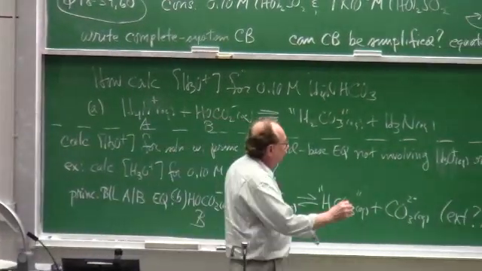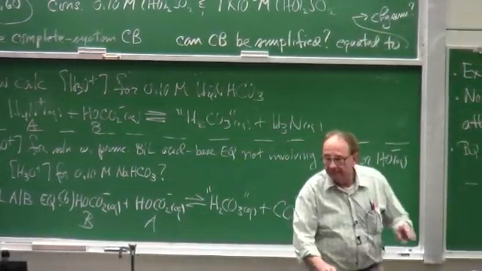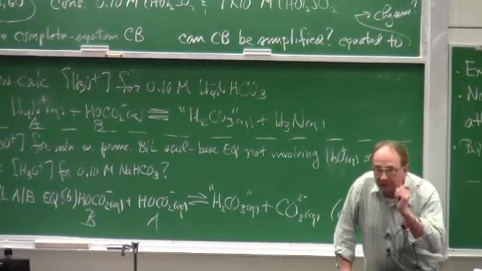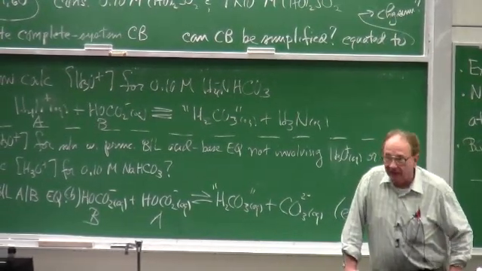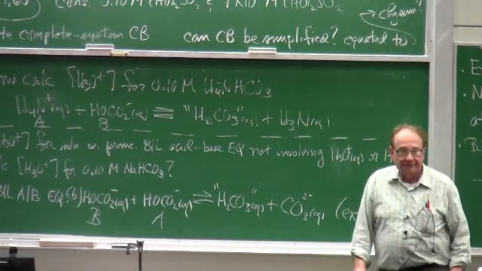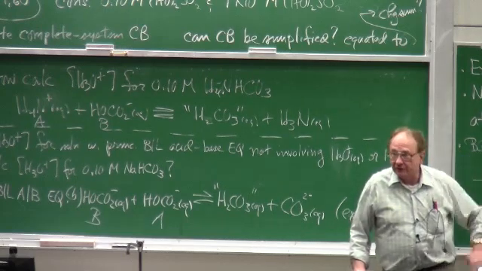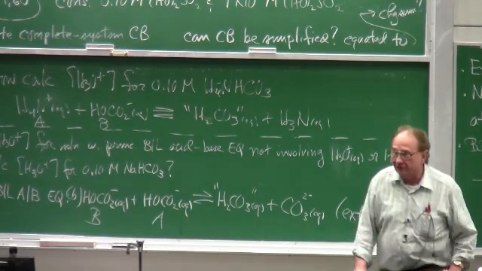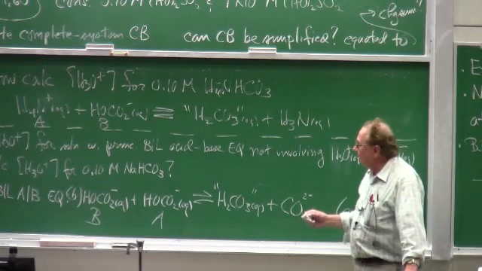A. How do you know that? Because ammonium ion is a better acid than bicarbonate. Bingo. Now you monkey around with all this other stuff. Let's ask one more question. And we'll finish this up next time.